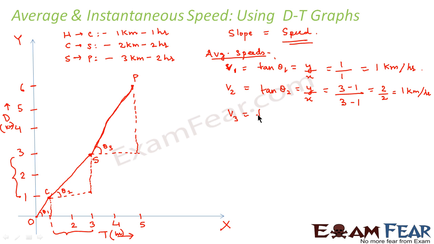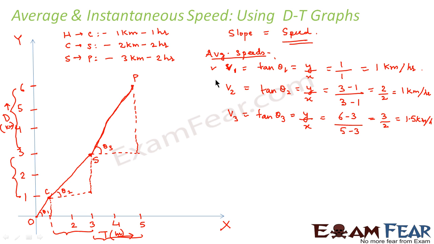So V3 would be equal to tan theta 3, which is again equal to y by x. We basically want this value. That means this should be 6 minus 3 divided by this value, that is 5 minus 3. So this is 3 by 2, which is equal to 1.5 kilometers per hour.